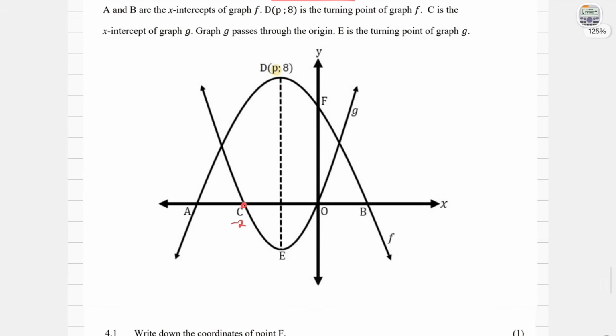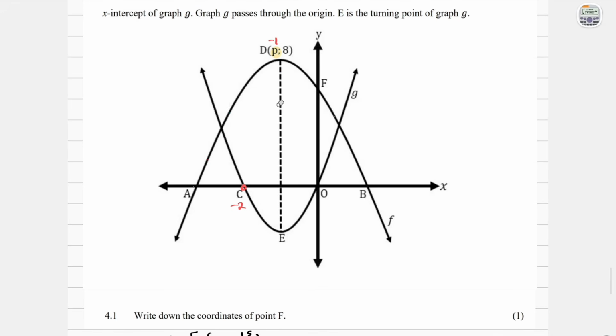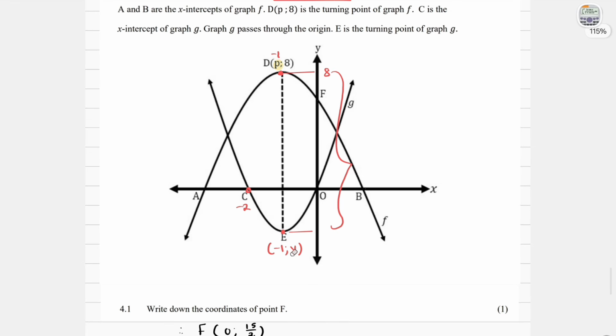So DE. We just found p to be negative 1, and this lies on the same vertical line. So it means that its coordinates are also negative 1 and then some y value. If we find out what exactly that y value is, we'd be able to take this point's y value, which is 8, and say 8 minus whatever that y value is, and that will give us the length of DE, since DE is a vertical line. So we simply need to find the y value of this point E.